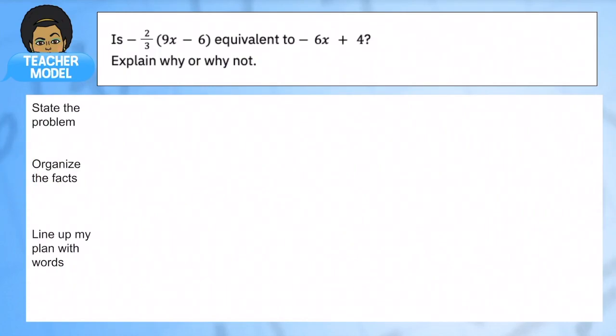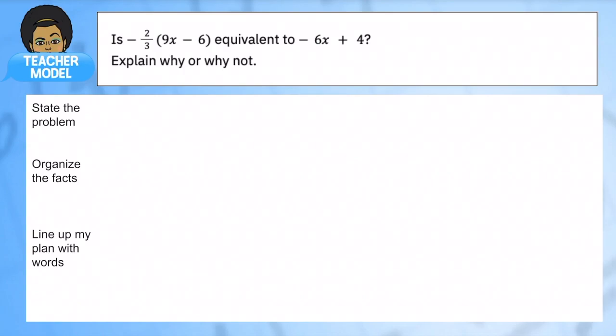I really like this question a lot. In this lesson, we're going to confirm if two expressions are equivalent to each other. So let's look at this one, which looks spicy, but we're going to break it down into tiny little chunks that we can do. Is negative 2/3 times 9x minus 6 equivalent to negative 6x plus 4?